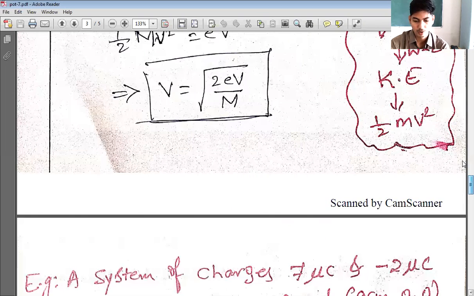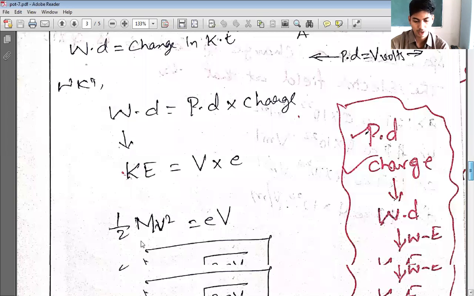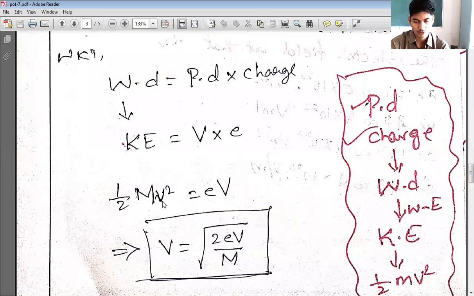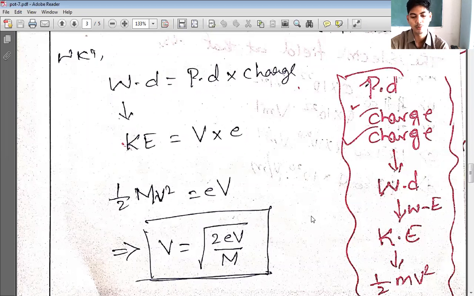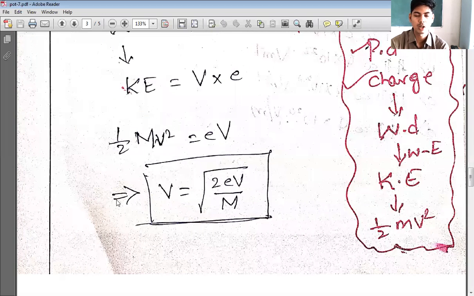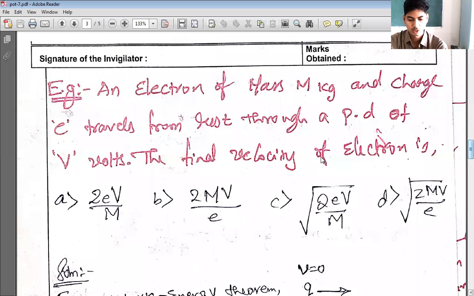We are asked to find the final velocity. This is the final velocity, v square. So v square is equal to 2eV by m. So v is equal to square root of 2eV by m. This is the final velocity of the charged particle. Option is C.